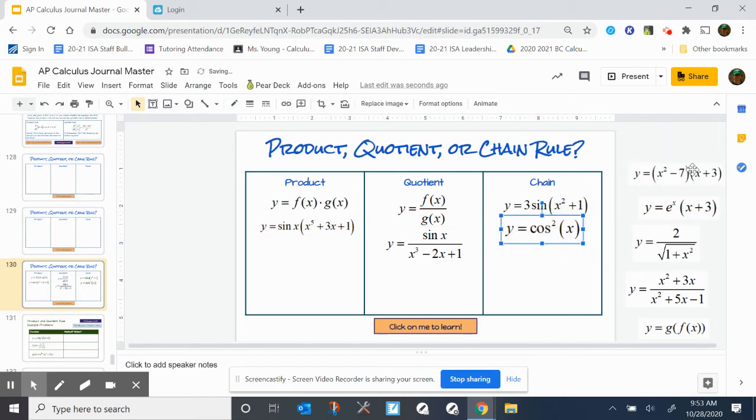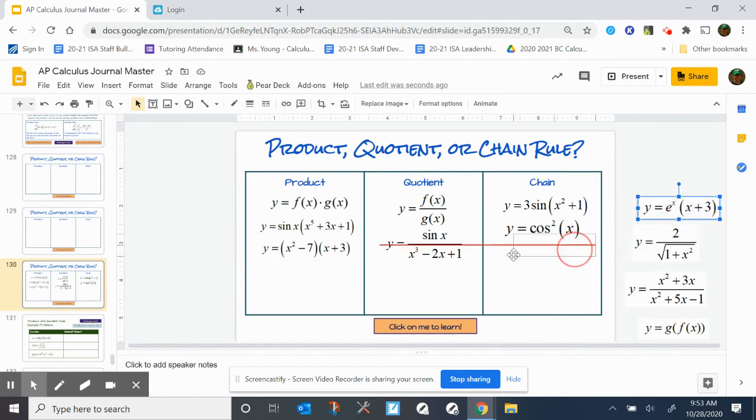This next one, if I was going to choose one of these, I would choose product. I'm multiplying these two things together, but you could also just FOIL it and then use the normal power rule to take the derivative. But right now, the way it is, it's product rule. This next one is e to the x times x plus 3. So that is the product rule.